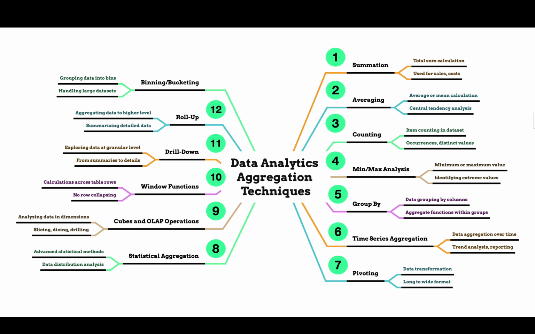12. Roll-up, the opposite of drill down, it aggregates data along a dimension. Roll-up summarizes detailed data to a higher level, combining data in larger groups. 13. Binning/bucketing, involves grouping data into bins or buckets based on a range or category, often used for breaking down large datasets into manageable groups.